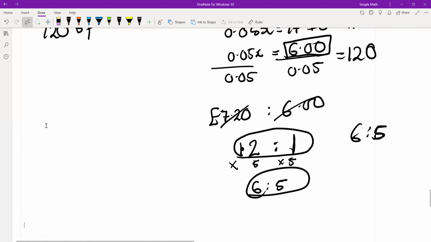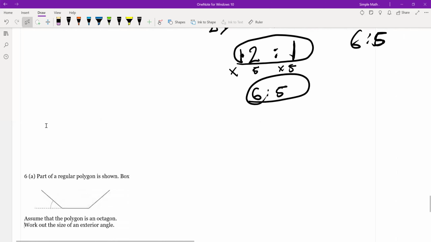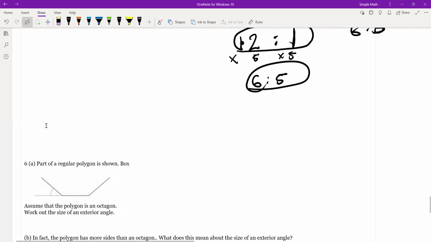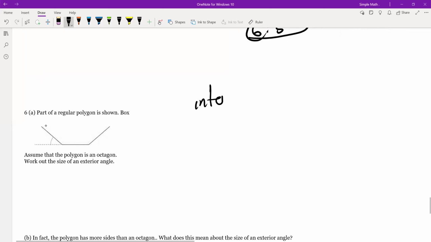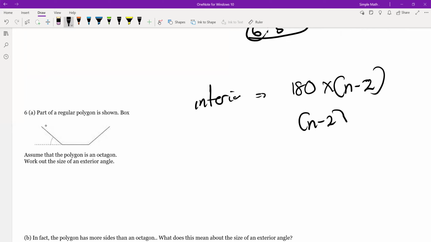Number 6, a part of a regular polygon is shown. Okay, assume that the polygon is an octagon, so we're just assuming. Work out the size of an exterior angle. So what is the formula? Let's remember the formula for interior angles, that will be 180 times n minus 2. Or you can write it as n minus 2 times 180.